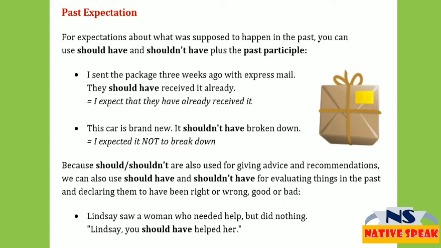For expectations about what was supposed to happen in the past, you can use should have and shouldn't have, plus the past participle. For example, I sent the package 3 weeks ago with express mail. They should have received it already. This means I expect that they have already received it.